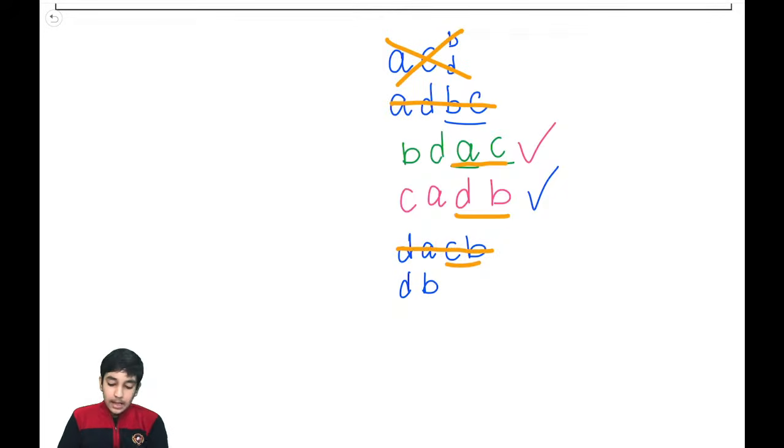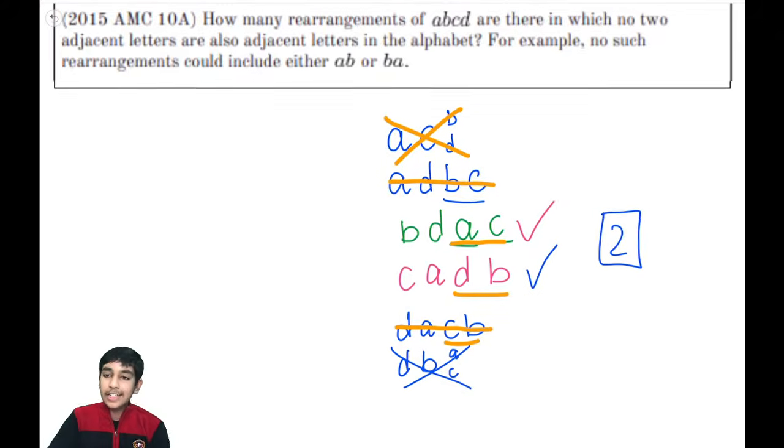Now what about if it's D and B? Then that means the next slot can either be A or C. But A and C are both next to B alphabetically. So A or C, this case doesn't work. So we're left with just two cases as the answer. And that's the solution to this problem.